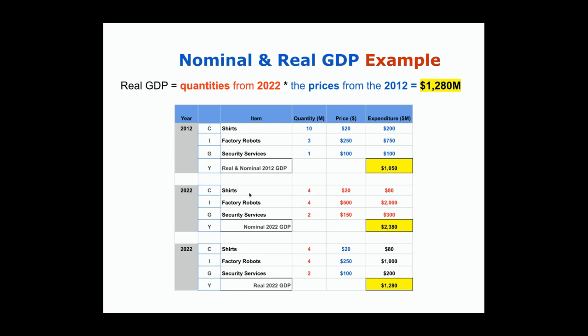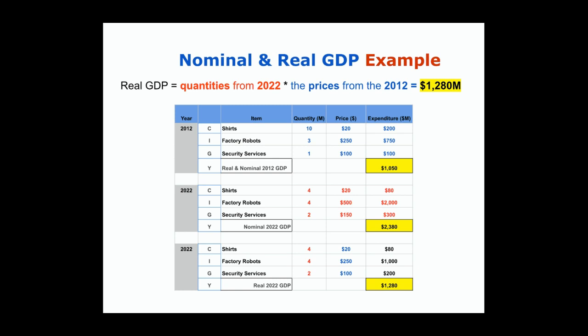Now, if we were trying to understand the economy today and we used the current year, this is 2022, amount of shirts and robots and security services, well, the quantities have changed. We've produced more in some cases and less in others, but the prices have changed also. Sometimes they're the same, sometimes they're higher. If we just calculated the nominal GDP for the current year, 2022, by multiplying the quantities times the prices, we'd come up with 2380 as the GDP. It looks like the GDP has doubled. But some of that increase is because we're producing more. Some of that increase is because prices are higher.